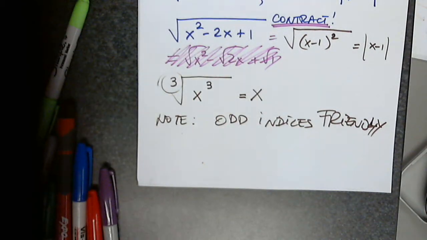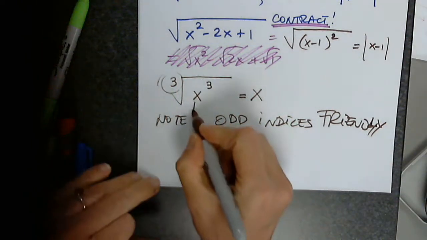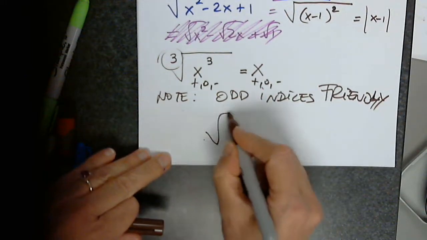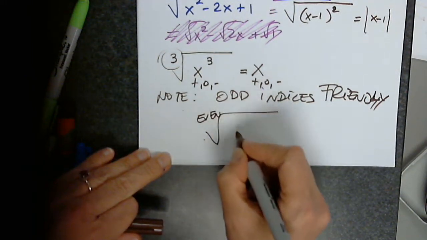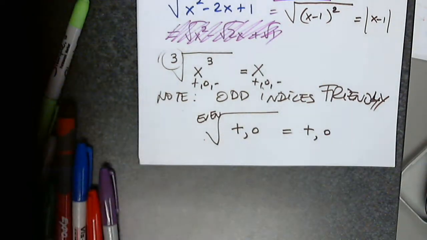The even indices are a big headache. The inside has to be greater than or equal to 0. The outside has to be greater than or equal to 0. But odd indices are friendly. They can be positive, 0, or negative. For an even index, the inside is positive or 0, and the answer has to be positive or 0.